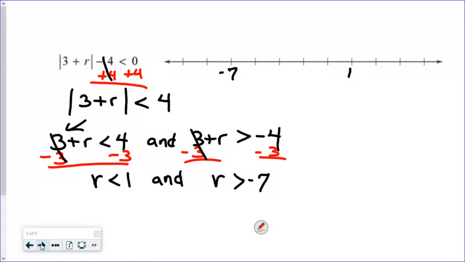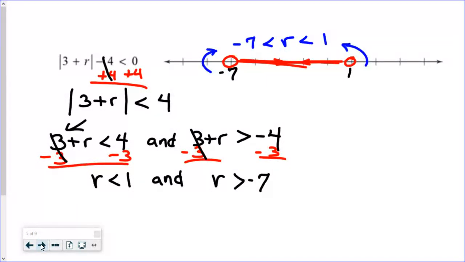Okay, so start with r is less than 1. 1 going less. R is greater than negative 7. Negative 7 going right. It's still a tweener. So again, our r is in the middle. Hollow circles. The negative 7 comes from there. The positive 1 comes from there. That's only for ands, only for ands.